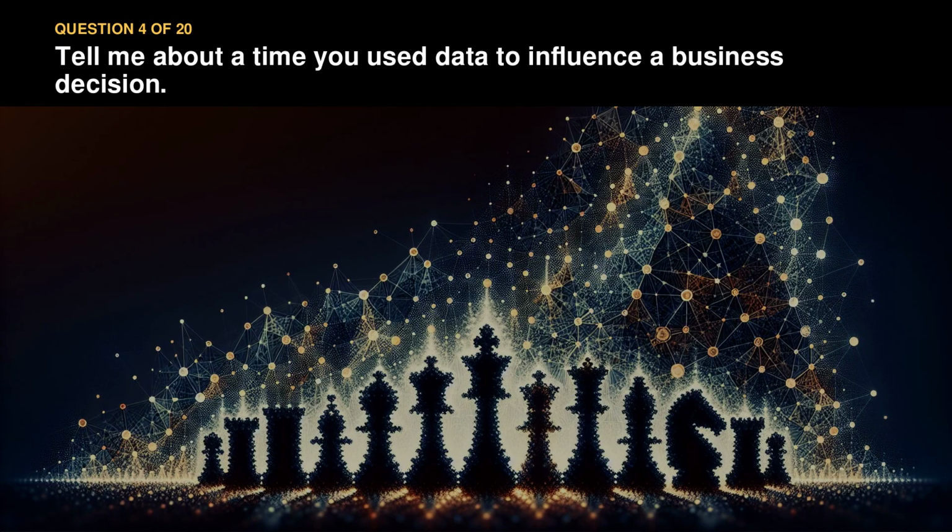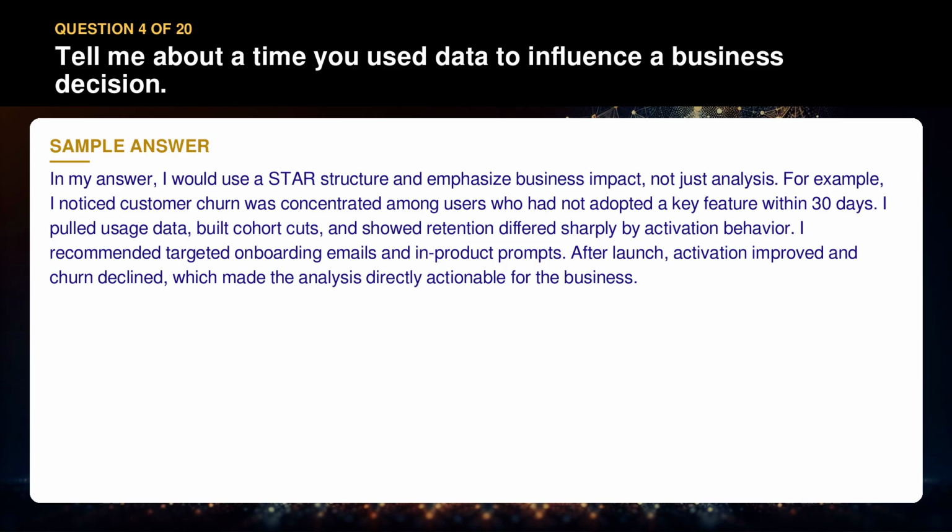Question 4. Tell me about a time you used data to influence a business decision. In my answer, I would use a STAR structure and emphasize business impact, not just analysis. For example, I noticed customer churn was concentrated among users who had not adopted a key feature within 30 days. I pulled usage data, built cohort cuts, and showed retention differed sharply by activation behavior. I recommended targeted onboarding emails and in-product prompts. After launch, activation improved and churn declined, which made the analysis directly actionable for the business.